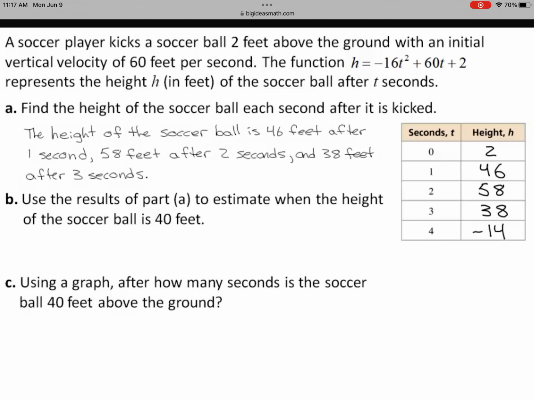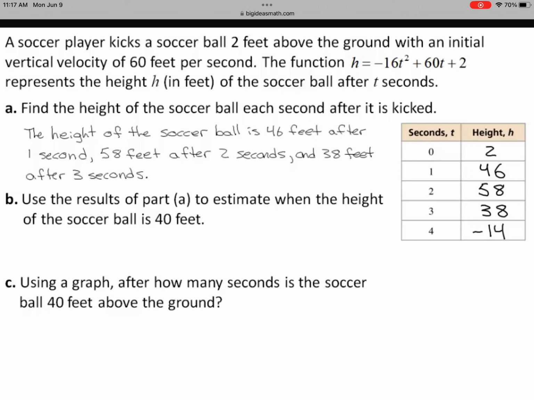So the height of the soccer ball is 46 feet after 1 second, 58 feet after 2 seconds, and 38 feet after 3 seconds. Part B. Use the results of Part A to estimate when the height of the soccer ball is 40 feet.